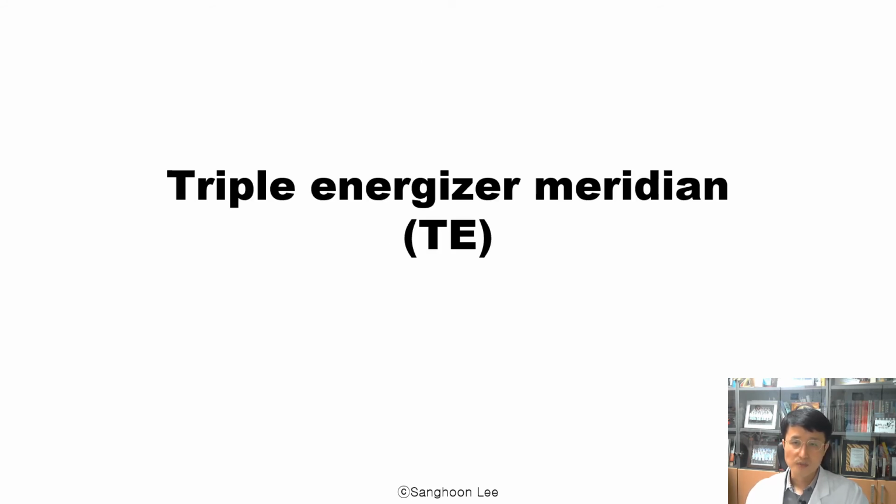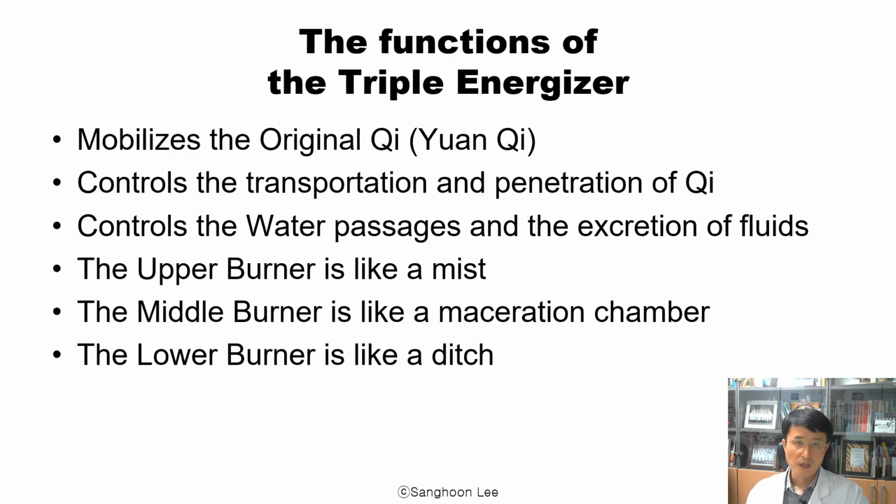Triple energizer meridian. The functions of the triple energizer: it mobilizes the original qi, Wen qi. It controls the transportation and penetration of qi. It controls the water passages and the excretion of fluids. The upper burner is like a mist. The middle burner is like a maceration chamber. The lower burner is like a ditch.